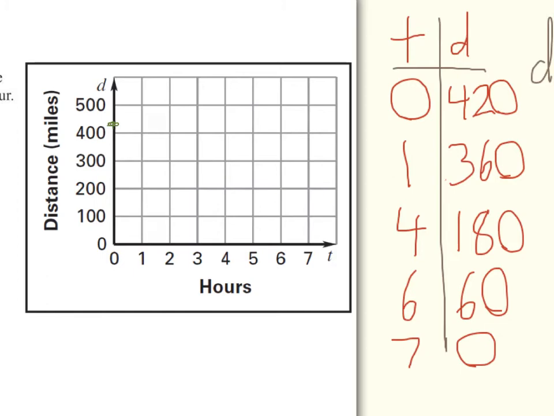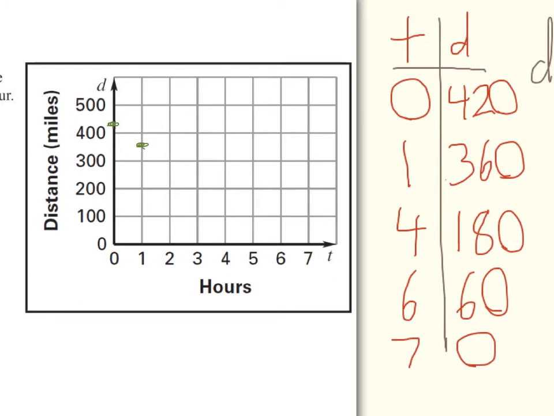Our next point, 1, 360. Now remember, T is our input value. D is our output value. So along the x-axis, we need to go to 1 and then go up to 360, just like we did for the first point. We went from 0 up to 420. So now we go to the right one and up 360, which is going to be a little bit above the halfway point between 300 and 400, about right there.